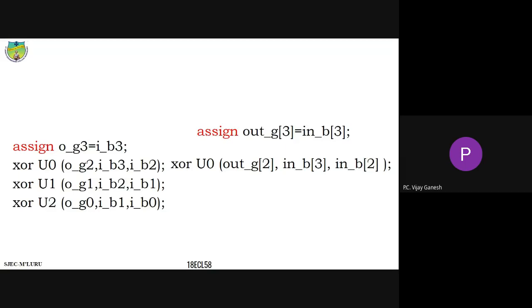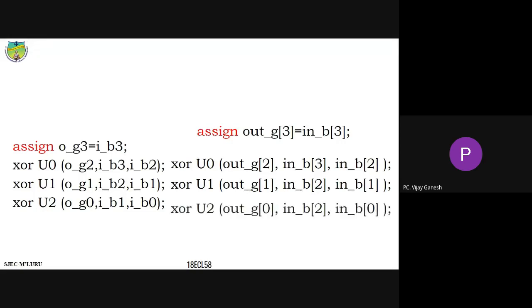Similarly, for U1, instead of o_g1, we have given out_g[1]. Then similarly in_b[2], then in_b[1]. Okay. It is similar for U2 also. So now I have assigned it using a vector, and I can access the particular locations and work it out.